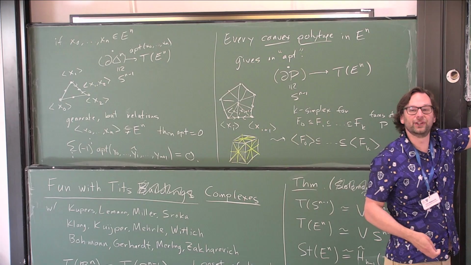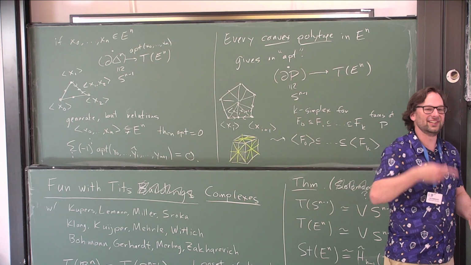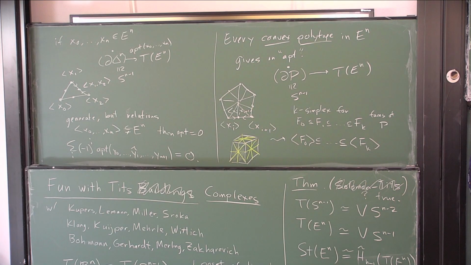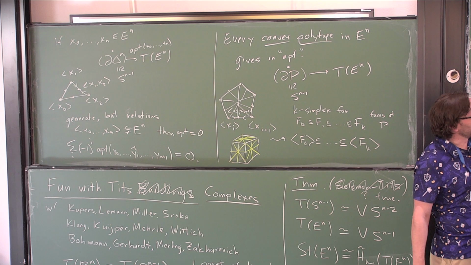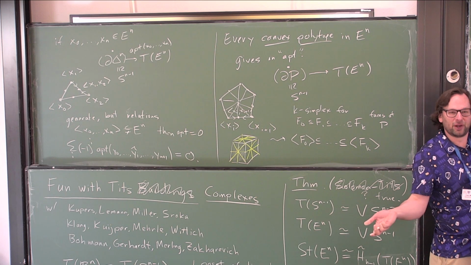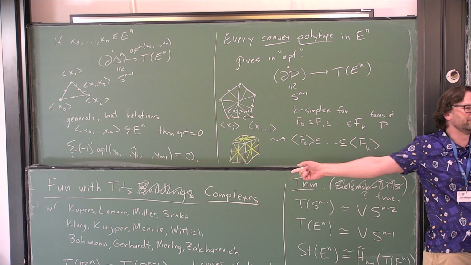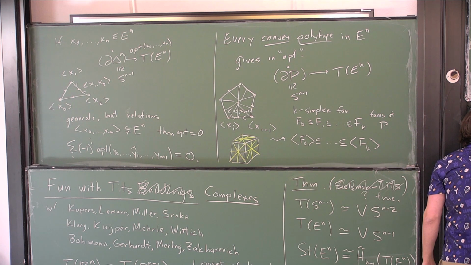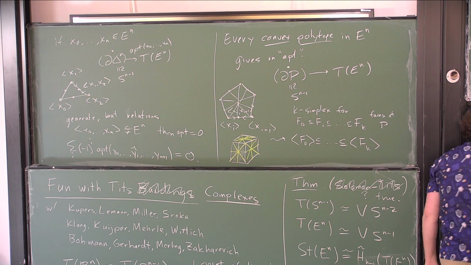And now you do this for every single face of the polytope. So you do it for the vertices, the edges, the two-dimensional faces. You do it for P itself. Okay, so a couple of observations. The standard apartment is apartment-like. It satisfies this condition. And also, the space of apartment-like maps is weakly contractible.